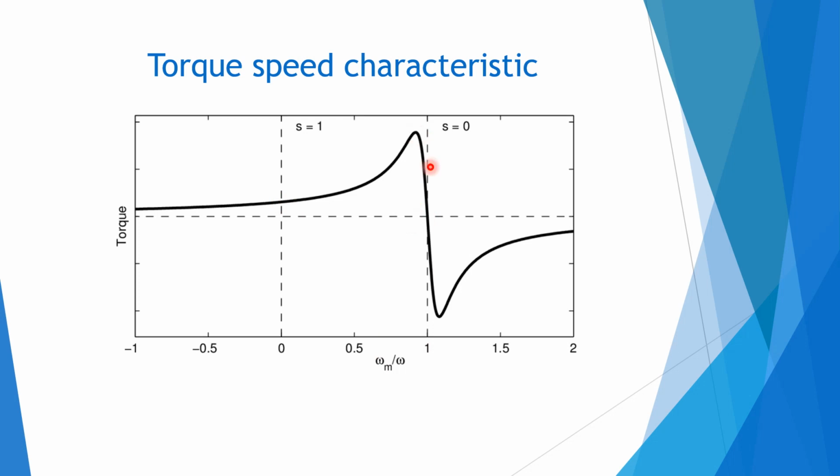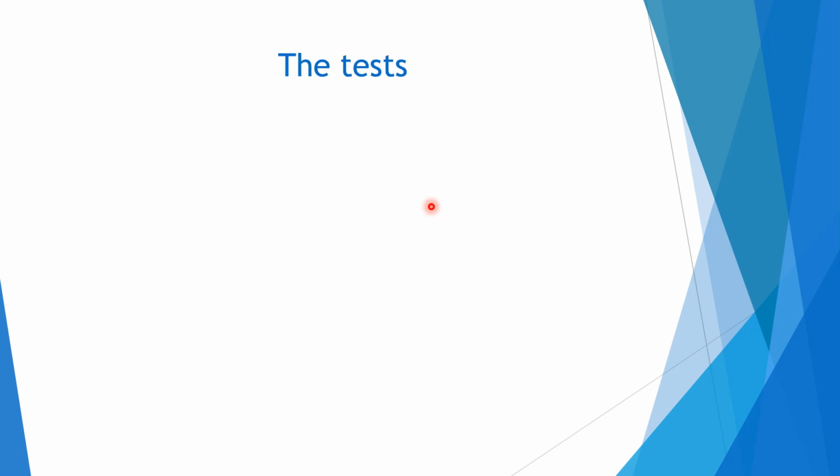It will die down. Now notice once again that if slip is 0, the torque is 0, which is what we intended. So yes, we are getting some rational results out of this. Now just like the transformer, there are two tests in your induction motor also.